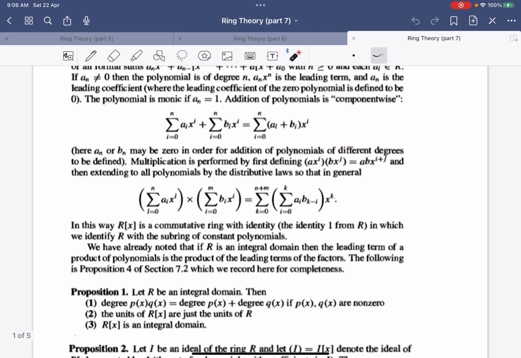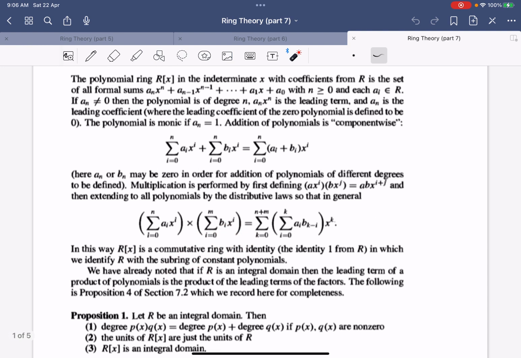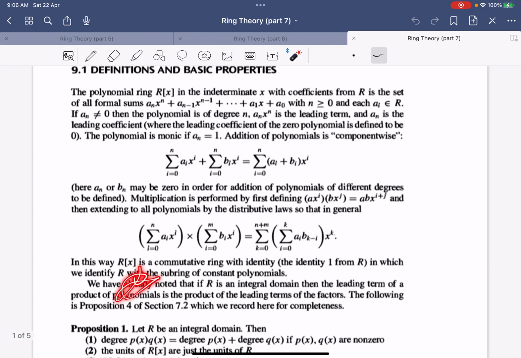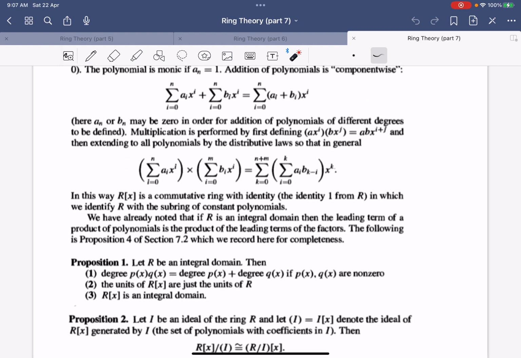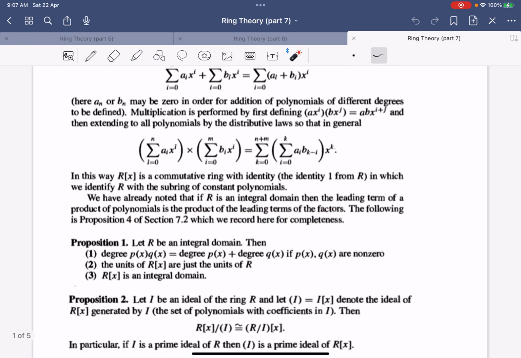And we see that R[x], this is the notation for the polynomial ring. The polynomial ring is a commutative ring in which we can identify R as a subring of constant polynomials. And we already know that if R is an integral domain, then the leading term of a product of polynomials is the product of the leading terms of the factors.